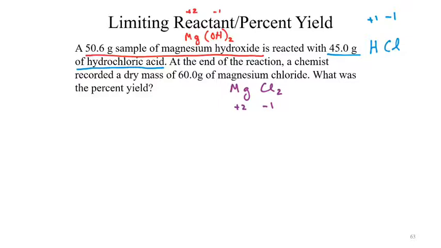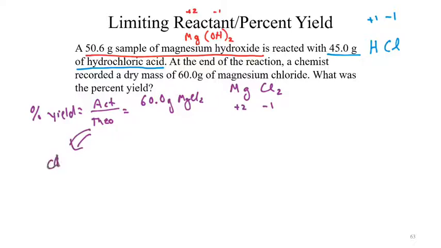Wait, what? That's what I'm supposed to do. That's hardly any information. Okay, so let's kind of walk through this on what we're being asked to do. We need a percent yield. So we know percent yield is actual over theoretical. The actual is given to us, so that's cool. 60.0 grams of MgCl2. The theoretical has to be calculated. Well, how does it get calculated?